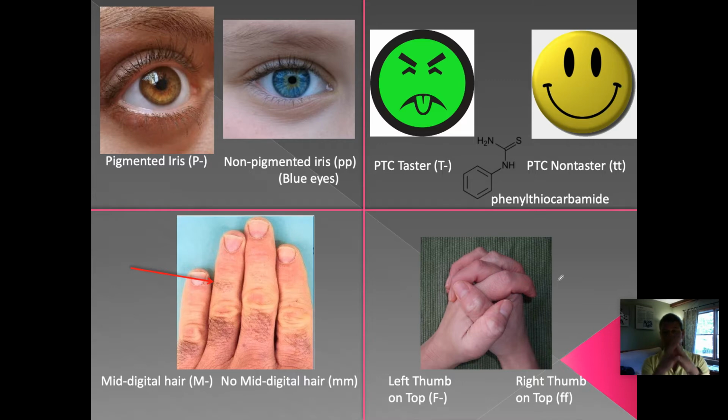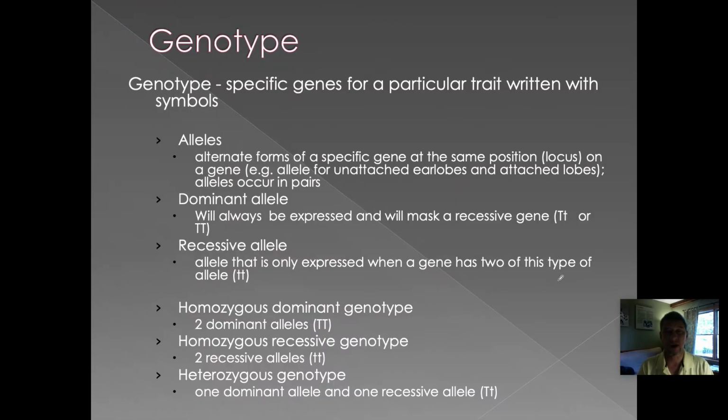And finally, when you fold your hands, left thumb on top is a dominant trait. And think about that. Put your hands together and then try to do it the other way with the other thumb on top. Doesn't that feel weird? Because it's something that is literally governed by your genes.